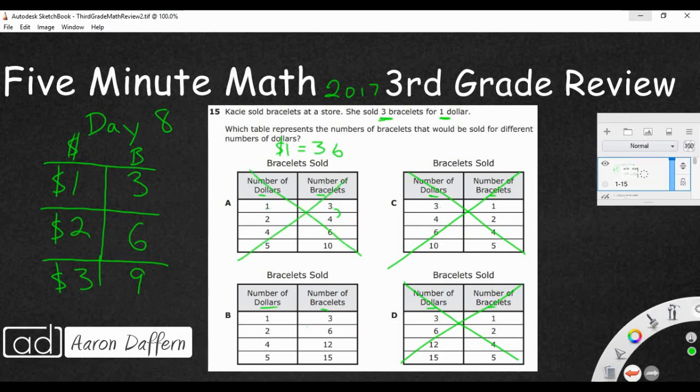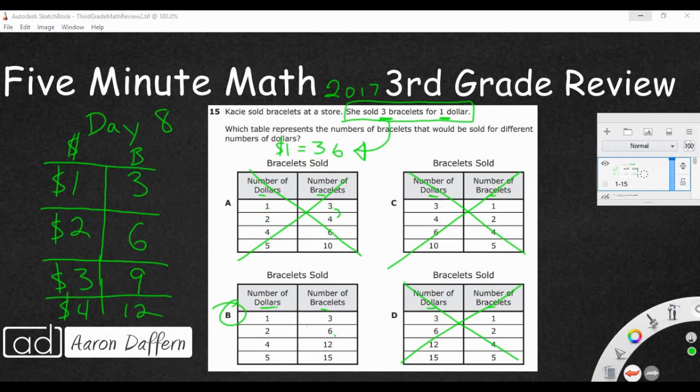I've got 1 to 3, 2 to 6. I'm missing my 3, so let's see what happens. If I were to add another $1, gets me another 3 bracelets. There we go. So B is going to be our answer. So it's pretty straightforward, but as we noticed at the very beginning, the initial trick is they flipped the order. They gave it to you bracelets for dollars, and then all the tables said dollars for bracelets. So make sure you keep that in mind.